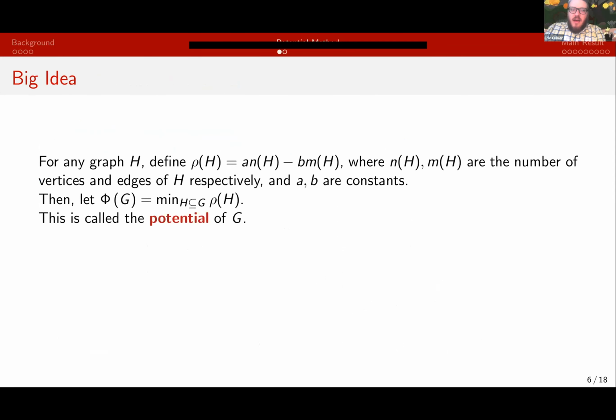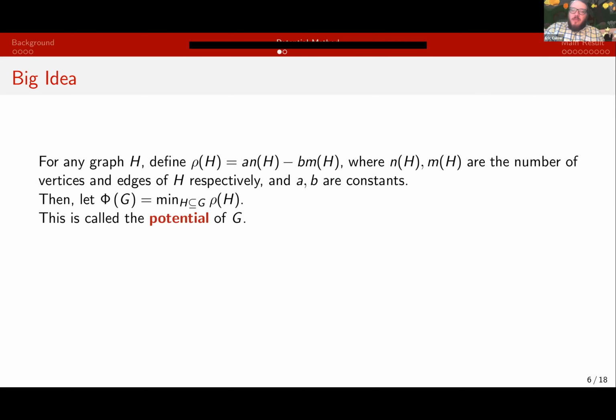And this is so the other half of the title is talking about the potential method. So just a brief overview of how the potential method works. Similar to the maximum average degree, we want to look at a particular quantity over all the subgraphs of a graph. In this case, the quantity is some constant times the number of vertices minus some constant times the number of edges. And so this is a similar measure of how sparse or dense a graph is.